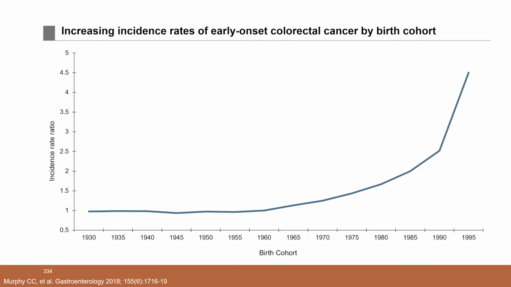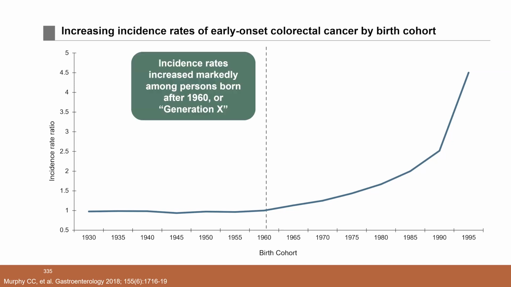So in this figure, I've plotted incidence rate ratios by birth cohorts, which you can see along the x-axis. And there's a clear trend that incidence started to increase markedly among persons born in and after the 1960s, who we sometimes call Generation X.